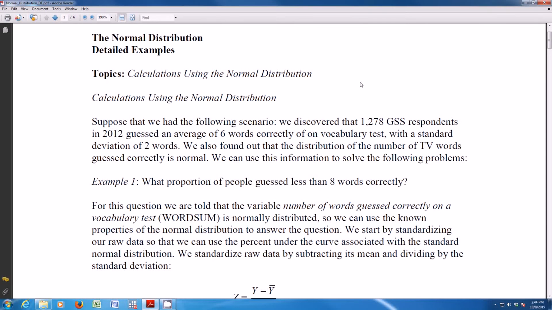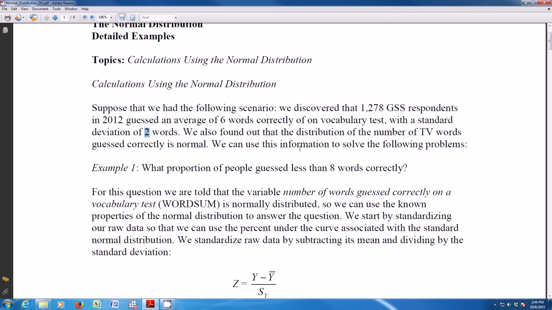In this example, we're going to use data from the 2012 GSS to make calculations using the normal distribution. In this set of questions, we're told that we have 1,278 cases, and we have data on the number of words they guessed correctly on a vocabulary test, which is captured in a variable called word sum. In our sample, we find that on average, people guessed about 6 words correctly with a standard deviation of 2 words.